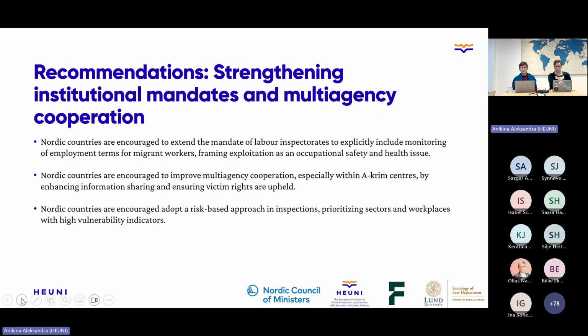We also encourage Nordic countries to adopt a risk-based approach for inspections and for prioritizing sectors and workplaces with several indicators of vulnerability. And this is, of course, a concern because it would also require better information sharing so that this prioritization and risk-based approach can actually be implemented. So this is something that the Nordic countries still need to work on.